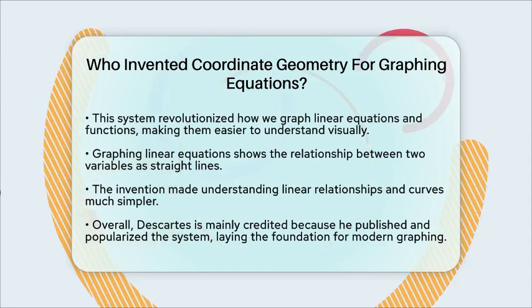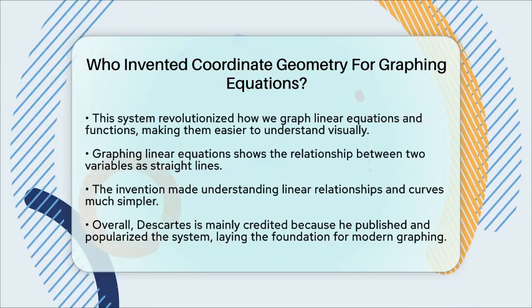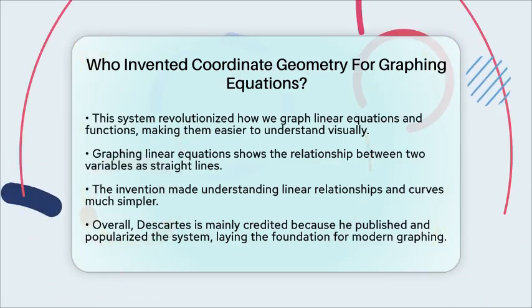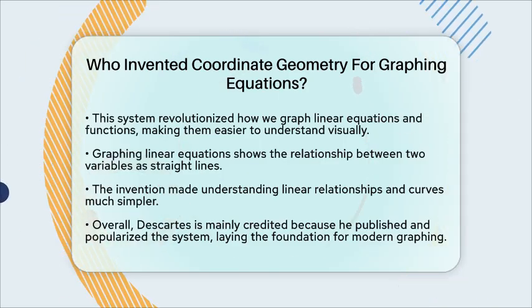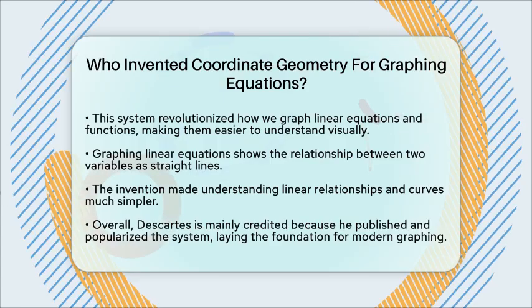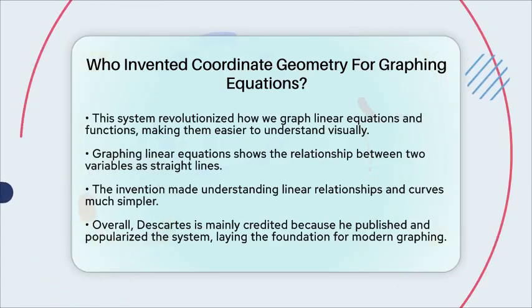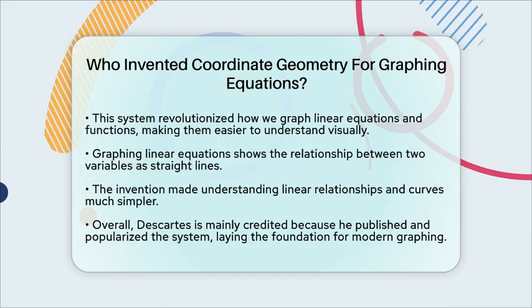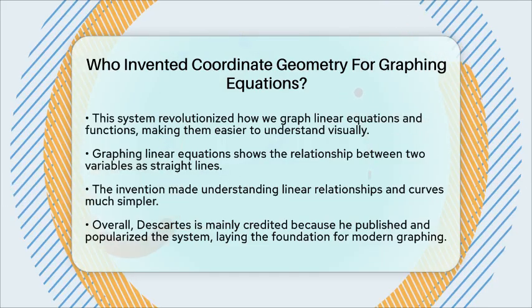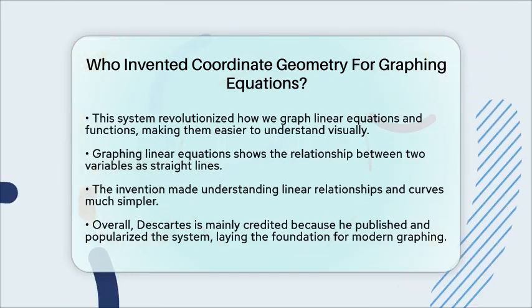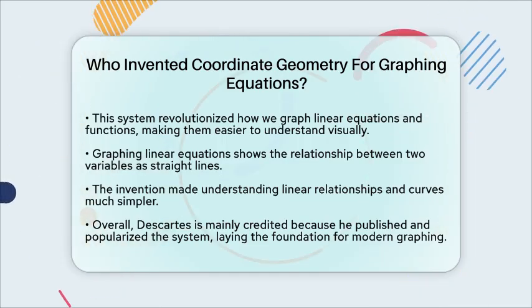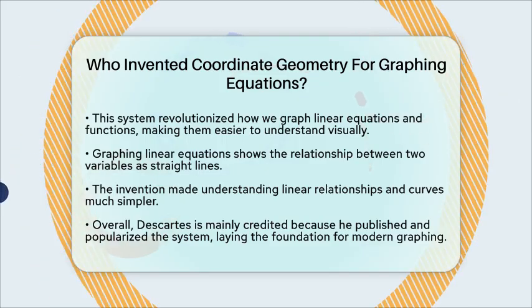So, in simple words, coordinate geometry was invented by René Descartes and Pierre de Fermat, but Descartes is mainly credited because he published his ideas first and made the system widely known. This system is the foundation for graphing linear equations, linear functions, and understanding how different variables relate to each other visually.